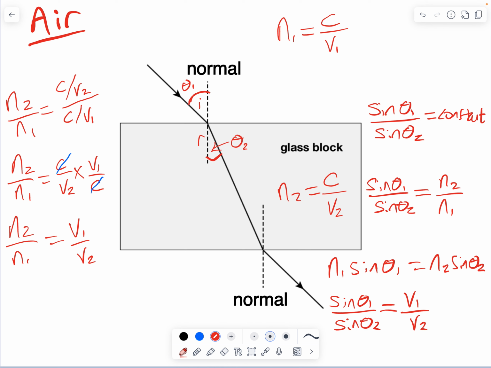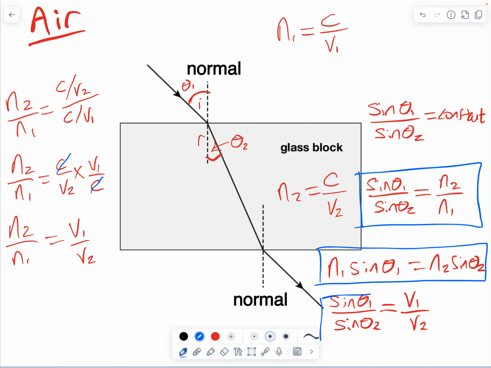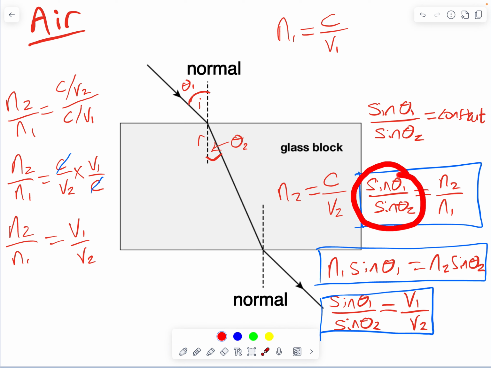So those really are the three main ways we can write this equation. We can write it like that, we can rearrange it like that, or we can write it like that. So all that Snell's law says, in summary, is that the sine of the angle of incidence divided by the sine of the angle of refraction is equal to a constant, which can take a couple of different forms: the refractive indices divided by one another, or the speeds in the different materials divided by one another. And that's basically Snell's law.